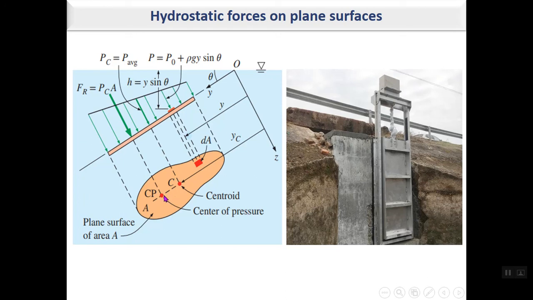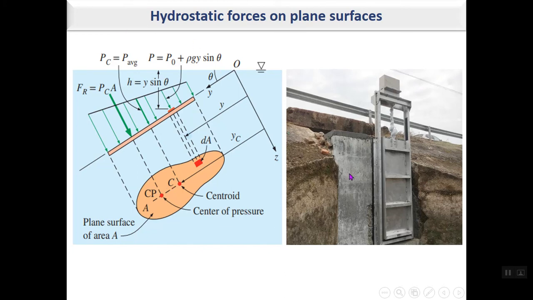The distance between, please note that centroid is a property of the surface, but center of pressure is not a property of the surface. I mean that it's not a fixed point. For example, if you go deeper below the free surface, then the distance between centroid and center of pressure will be decreased. But please note that C is fixed. Center of pressure is going towards C when the depth of submergence is increased.